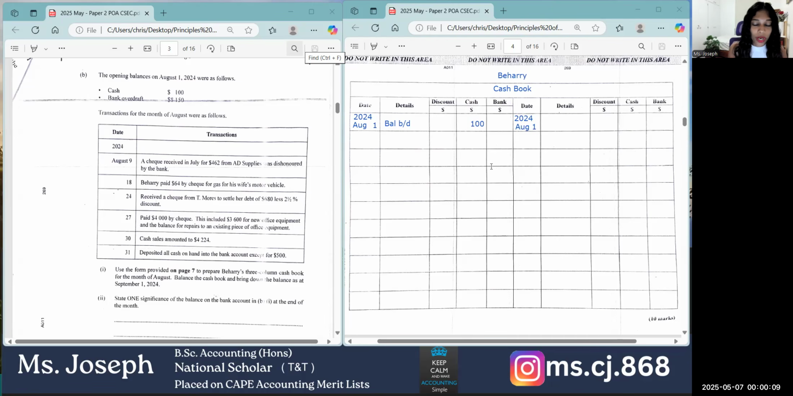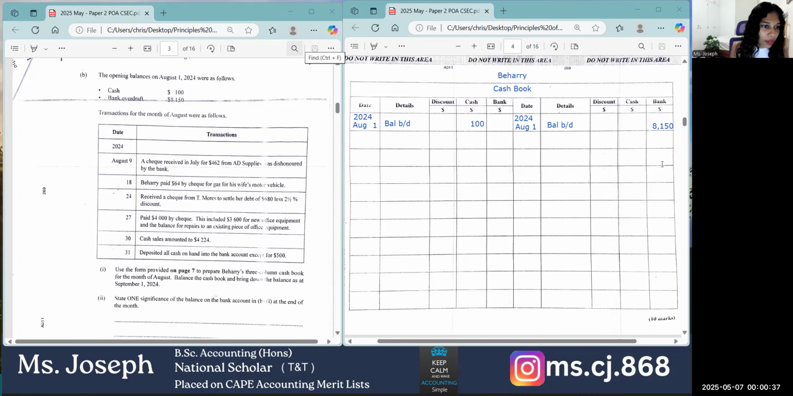For the bank overdraft, the overdraft is when you spend or when you withdraw more than you put into your bank account. This is going to have a negative balance, which will show up on the credit side. I'm going to say August the 1st, balance brought down. Bank was a figure of 8150.